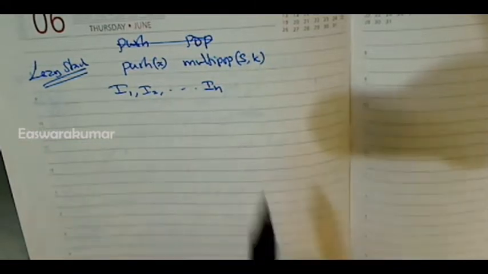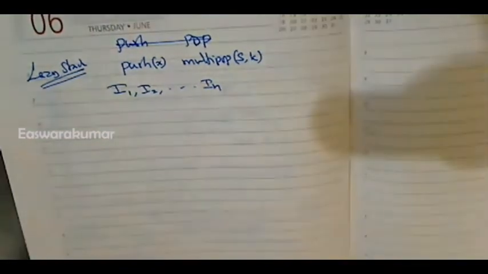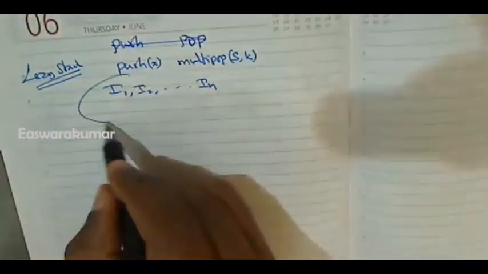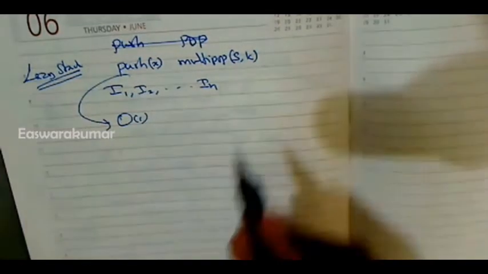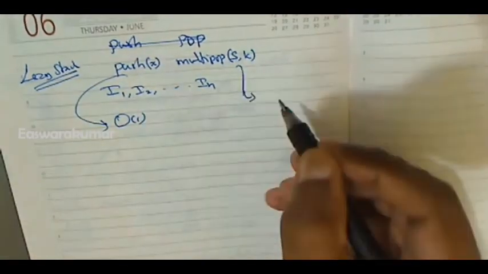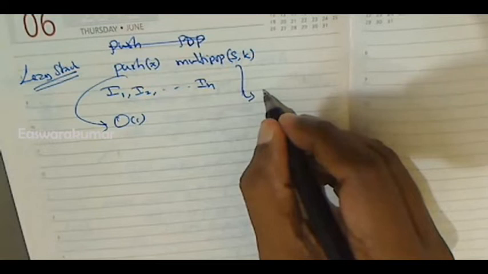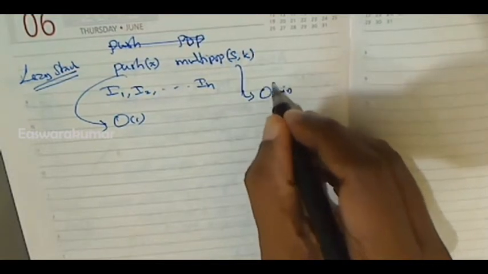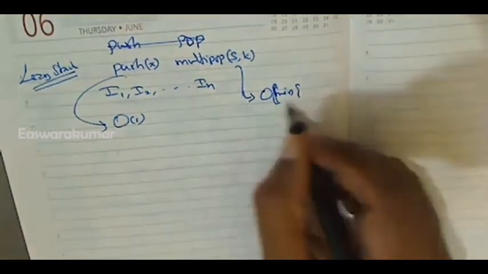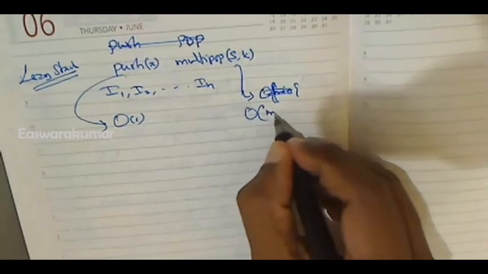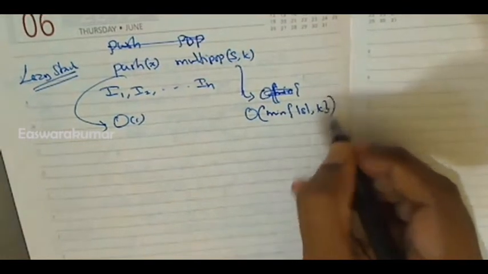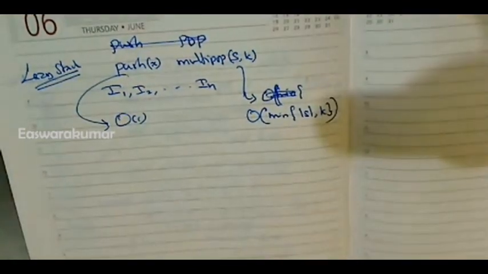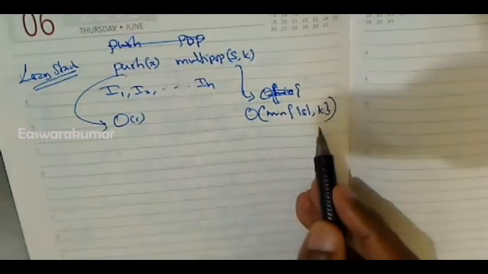Now, we have to see the worst case analysis of this. As far as the push instruction is concerned, the worst case complexity is always order of 1, right? Already we have seen that. But for multi-pop, the complexity is order of minimum of cardinality of S, K.